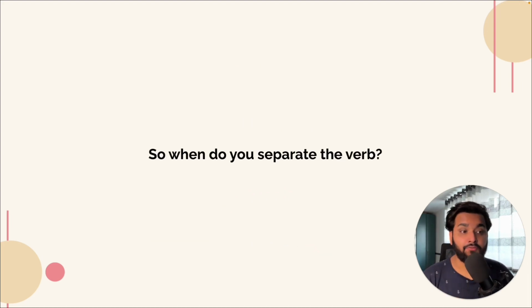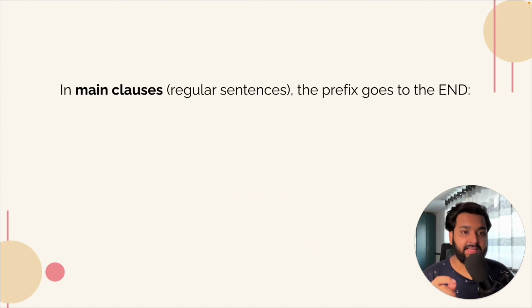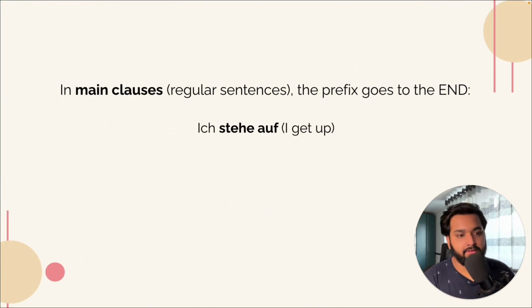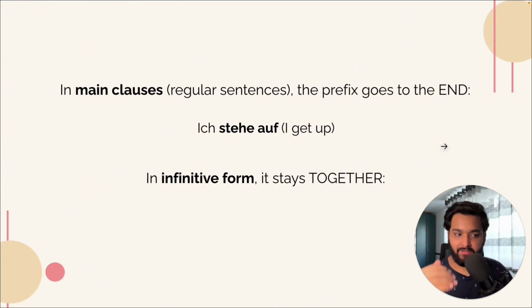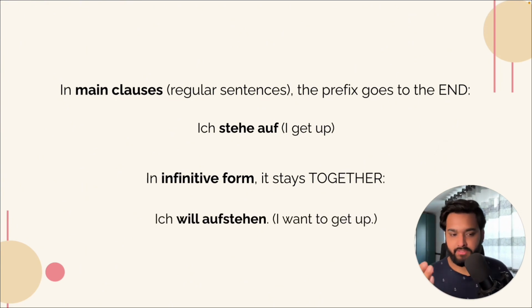Now let's understand when do we separate the verb. In main clauses or regular sentences, the prefix goes to the end. For example, ich stehe auf. As you can see, the prefix goes to the end. Or if you say ich ruf dich an, then also an, the prefix goes to the end. On the other hand, in infinitive form, it stays together. For example, ich will aufstehen. That means I want to get up.